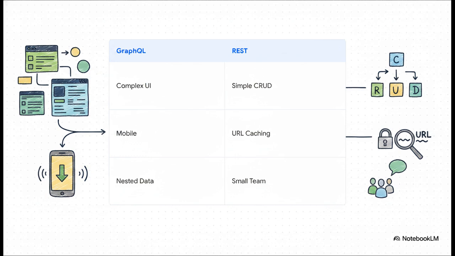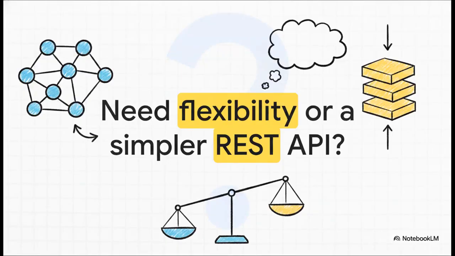Basically, GraphQL is an incredibly powerful, specific tool. It's definitely not a universal replacement for REST. So I'll leave you with this question to ask yourself about your own projects. Does your system actually need ultimate data flexibility, or would a simpler REST API be a cleaner, safer choice for you? It's all about picking the right tool for the job.